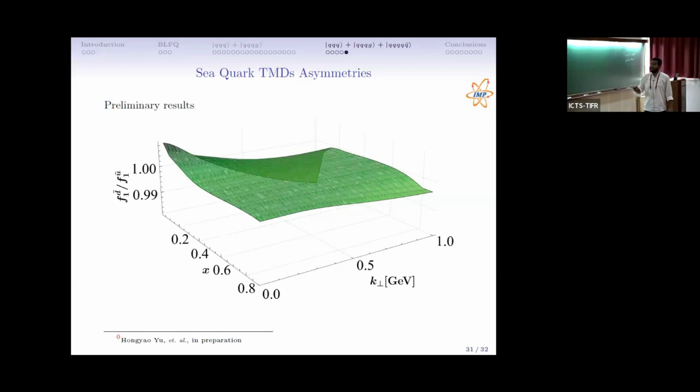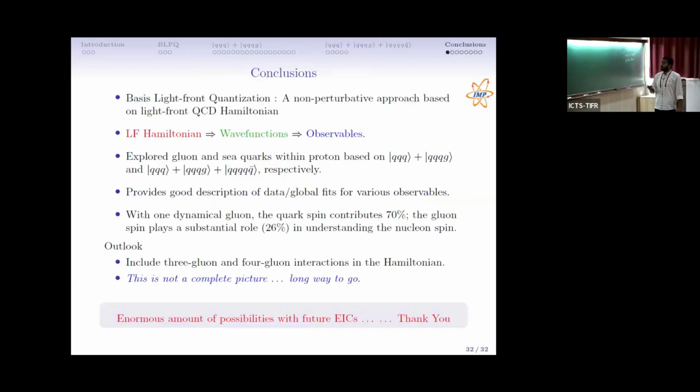And the final slide of this asymmetry, the D bar to U bar asymmetry, we obtain this behavior. Okay, I would like to conclude my talk. Basis light-front quantization is a non-perturbative approach based on the light-front Hamiltonian. The idea is that you have to know the Hamiltonian of the system and then solve for it within some basis. We use a transverse two-dimensional harmonic oscillator basis in the transverse directions, and in the longitudinal direction we have a plane wave basis. After solving this light-front Hamiltonian, we obtain the wave function and then calculate all the hadronic observables.